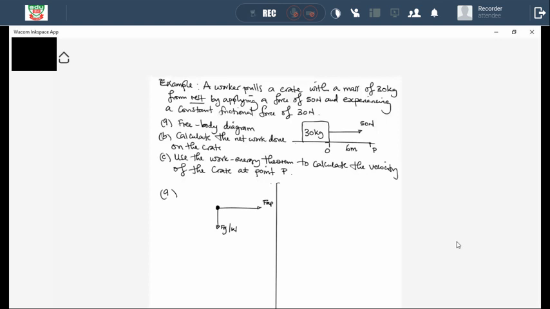And then since the crate is in touch with the surface, there is a force that the surface exerts on the crate, and it's a contact force. It only exists when the object is in touch with the surface, and that force is always perpendicular to the surface, and it is known as normal force. So make sure that when you indicate your Fn, it creates 90 degrees.